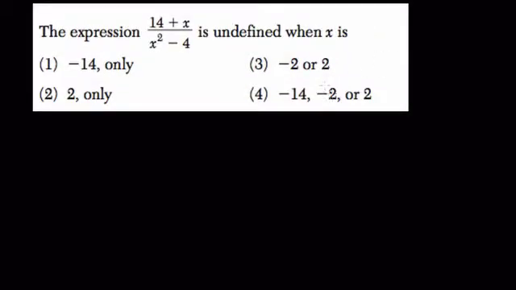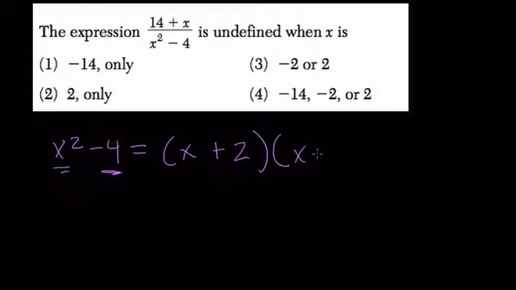Okay, last problem. When is this undefined? Well, this one's a little bit tougher because it involves quadratics, but once we get the hang of that, it's quite simple. So when would this be undefined? Well, this is something called the difference of two squares, x squared minus 4. That always equals x plus the square root of this term, times x minus 2. So here we've factored it out.